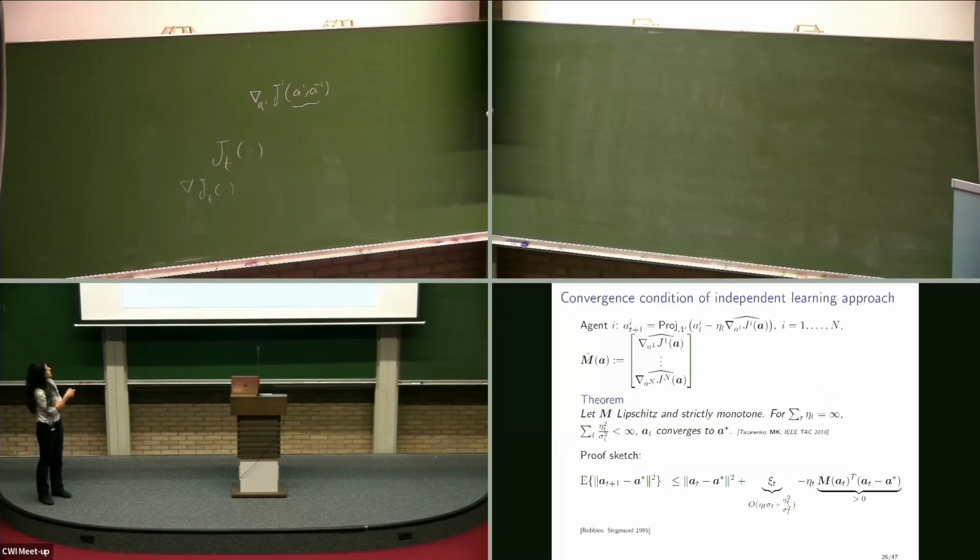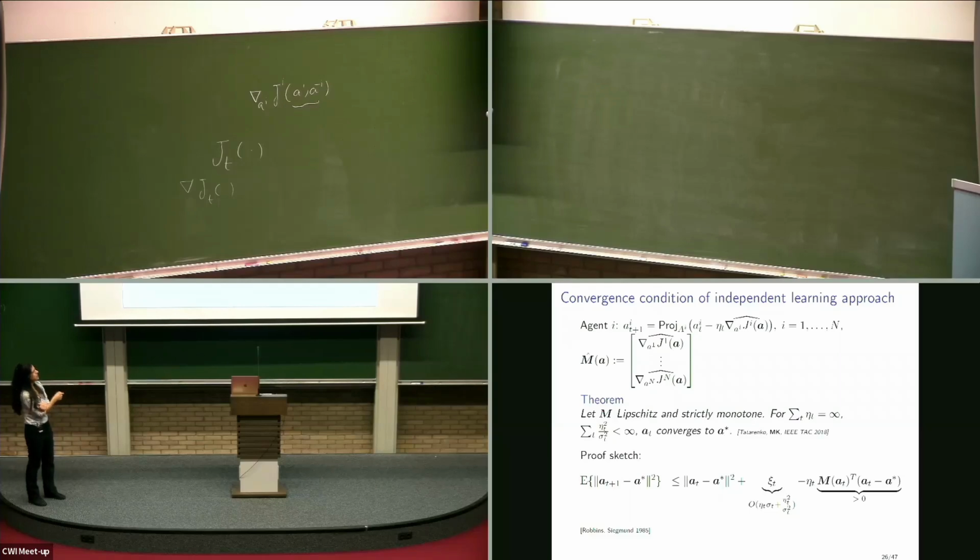So, putting this together, let's say this was our independent learning algorithm, and we stacked them together, and they estimated this gradient with this 1-point query. Then we have sufficient conditions for convergence: if M is Lipschitz and strictly monotone, and we choose the step sizes so that the step size is not summable, but we balance it with the variance, then A t converges to A star almost surely.